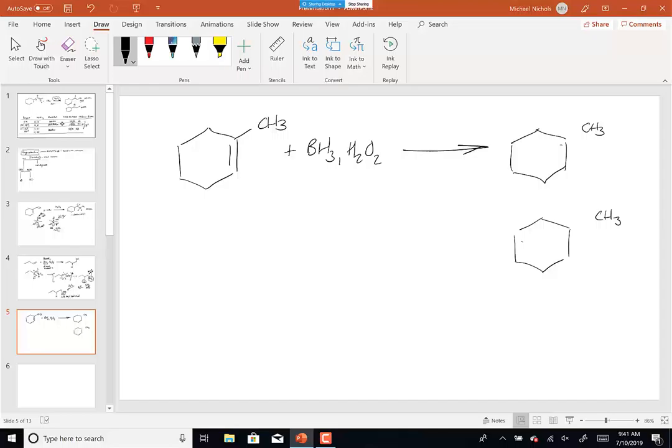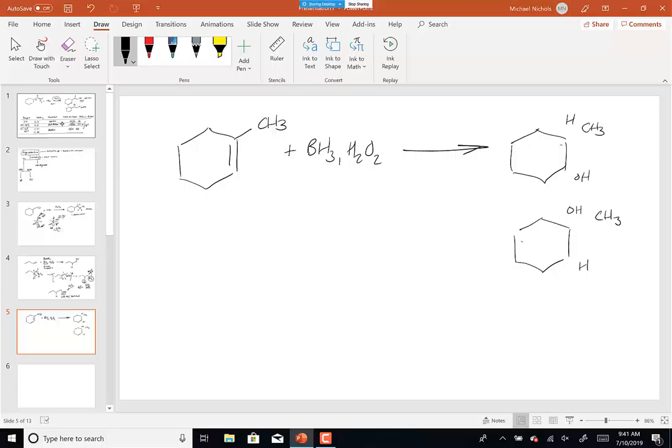H and OH. So let's just do this. Let's add the H and the OH there, and let's add the H and the OH here. Because if it's going to be regioselective, what's the first criteria? I need to make two different products, or have the possibility of making two different products.